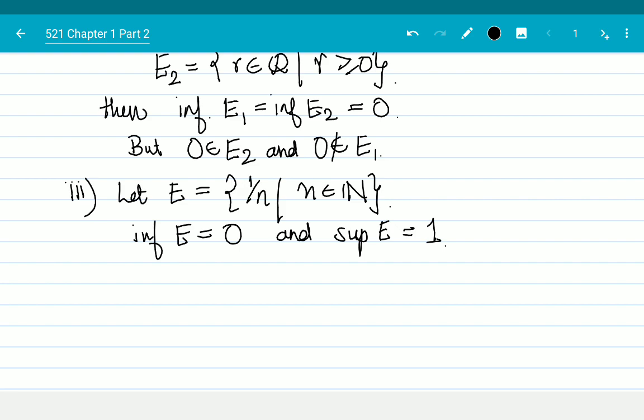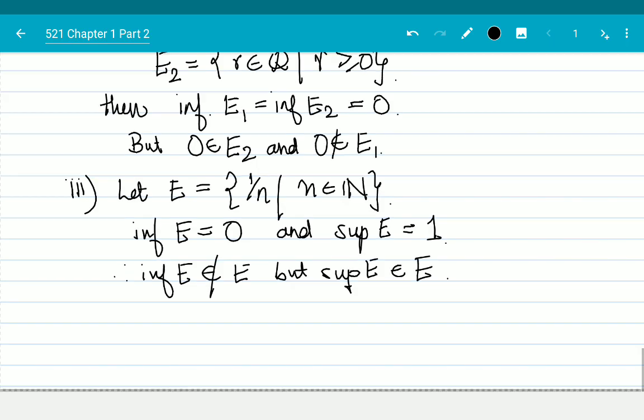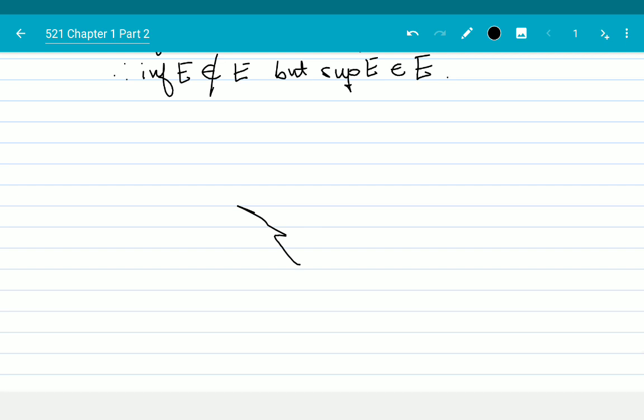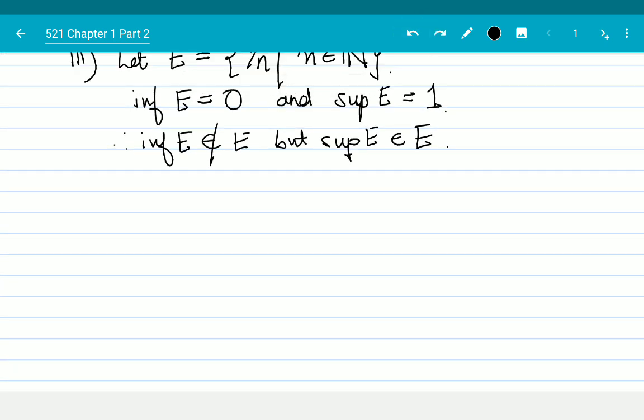Okay? Then I get, therefore, that the infimum of E does not belong to E, but the supremum of E does in fact belong to E. So it could happen that the supremum is in the set and the infimum is not, or vice versa. Okay, this is my upper bound, lower bound, least upper bound, greatest lower bound definition.